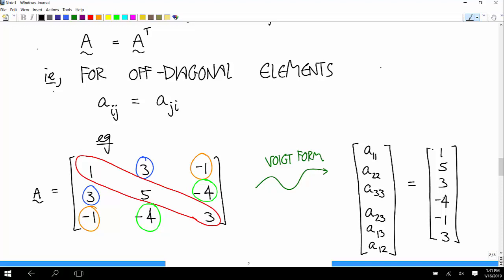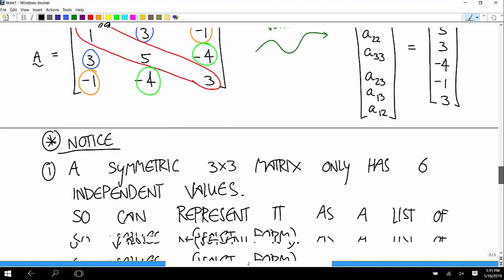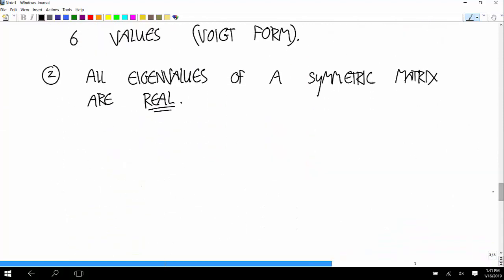Any other questions yet? Okay, so now matrix multiplication.